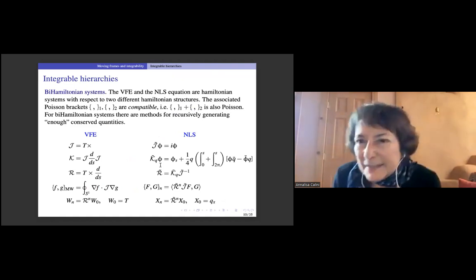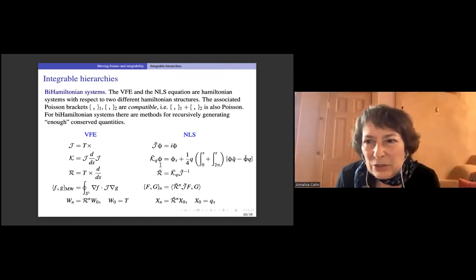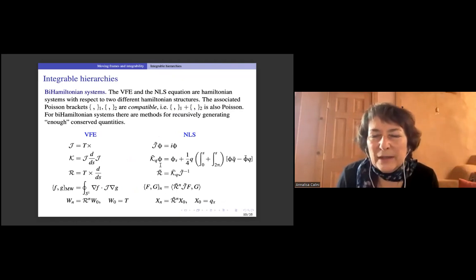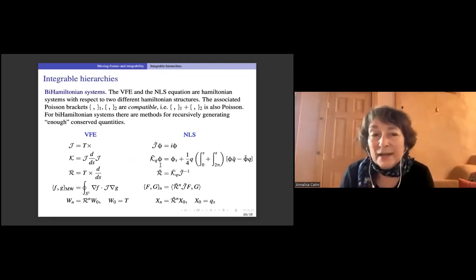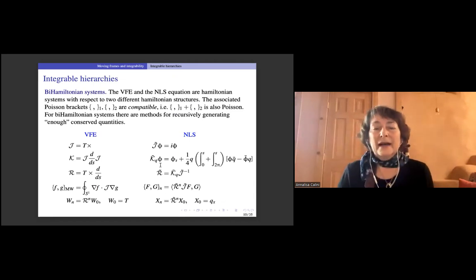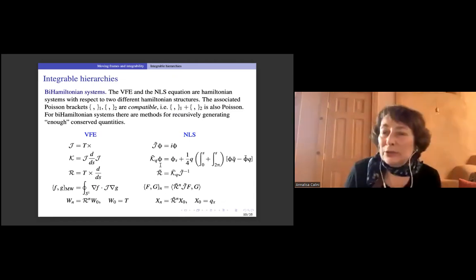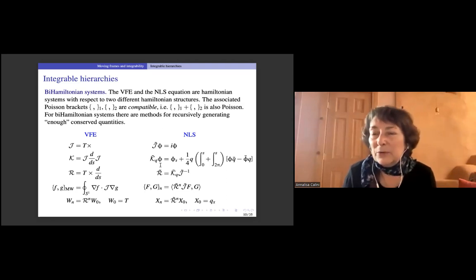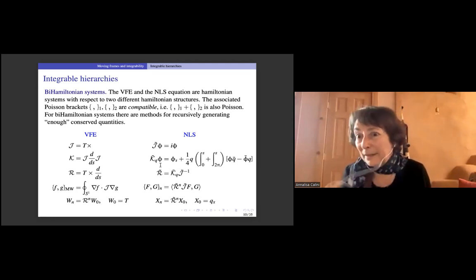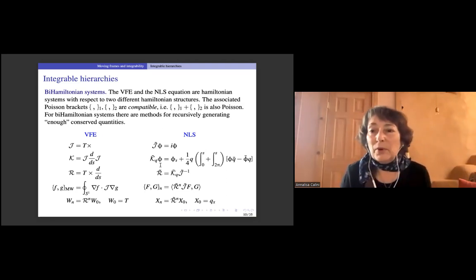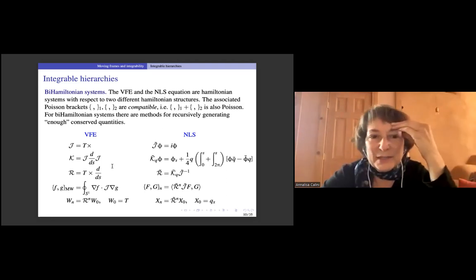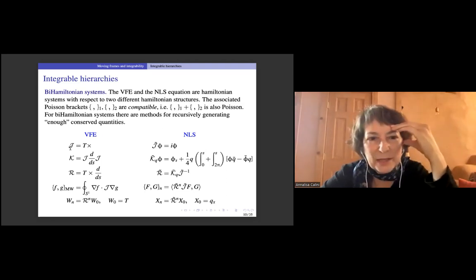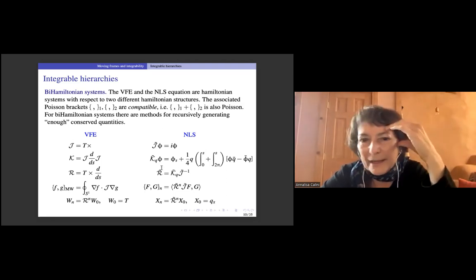So this slide is here because you have correspondence now between the VFE and NLS, and you have some remarkable geometric correspondence. This work goes back to actually Ron Perline and Joel Langer, who studied in depth the bi-Hamiltonian structure of the vortex filament equation, the connection with the bi-Hamiltonian structure of the NLS. So both of them can be written in two different ways as Hamiltonian systems with respect to two Hamiltonian structures, what I call J and K and J tilde and K tilde.